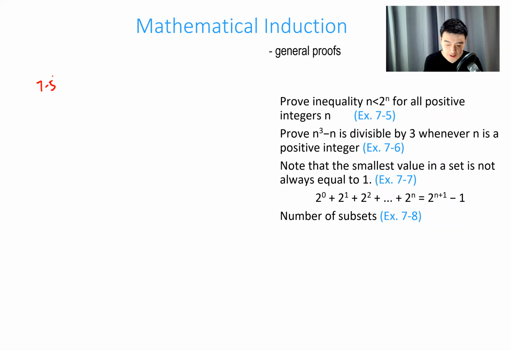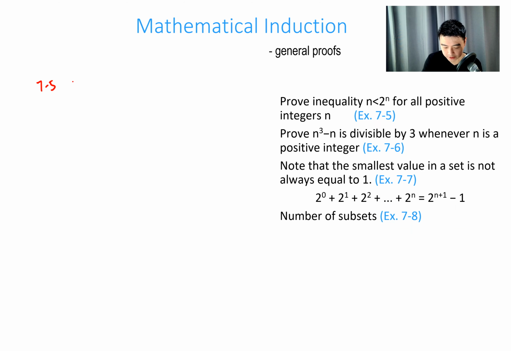7-5 is talking about how we want to show the inequality that n is less than 2 to the n for all positive integers n. Now, what you'll find is that most of the mathematical induction proofs are of this form where we say prove blah, blah, blah for all positive integers or for all non-negative integers or for all integers that are greater than whatever. So this is the form that usually a statement like this would take. So let's try to prove this.